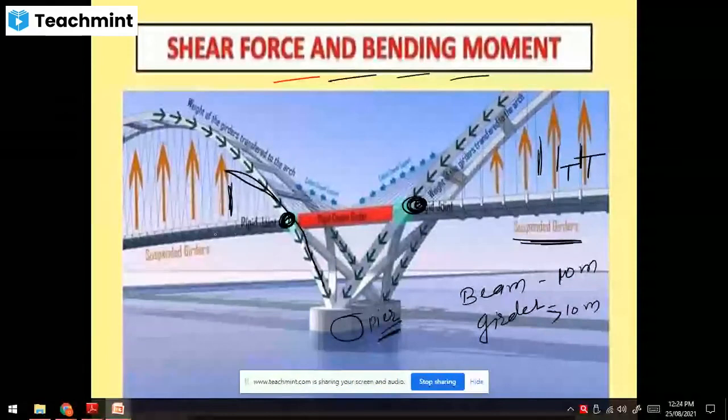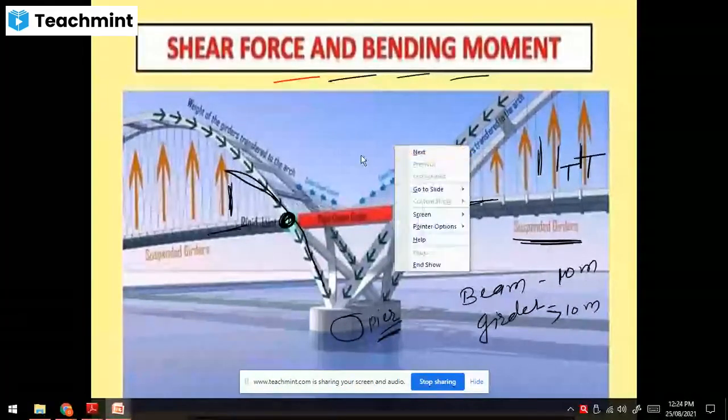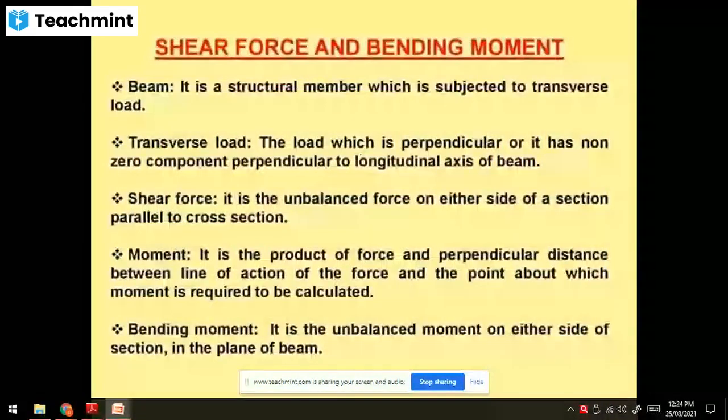So this is how the load is transferred. Then how will the shear force and the bending moment diagram be for such a structure, or any type of structure? How the load is transferred, how the reaction, that is the support reaction, will become, that is shear force, and how the bending moment will be created, that we have to discuss in shear force and bending moment.